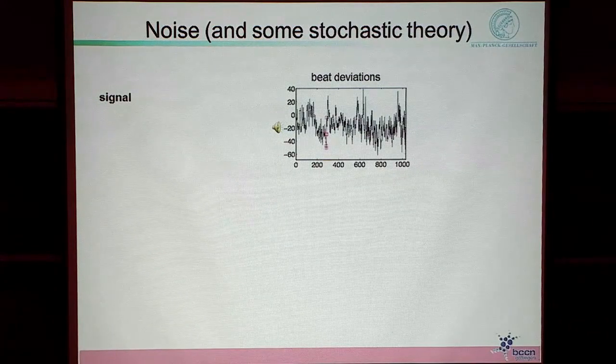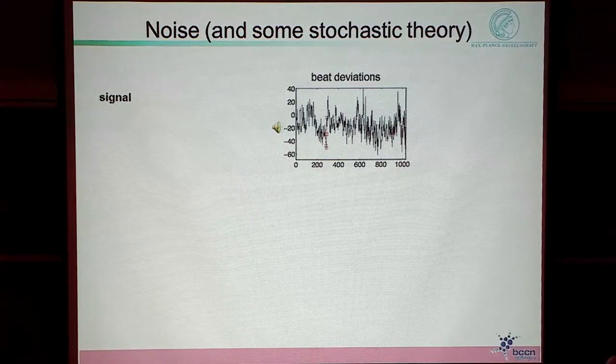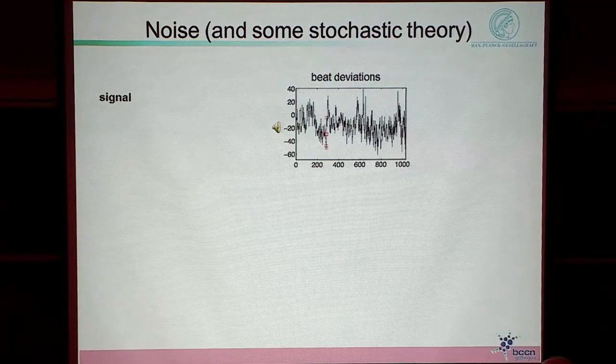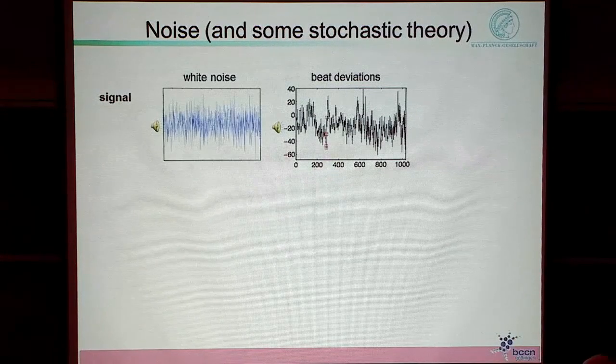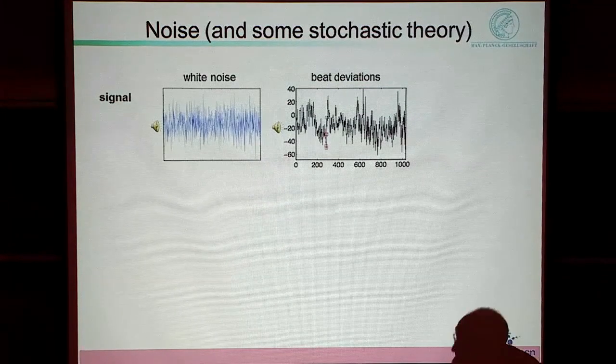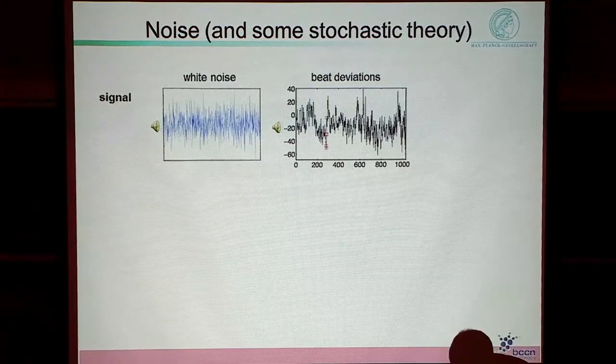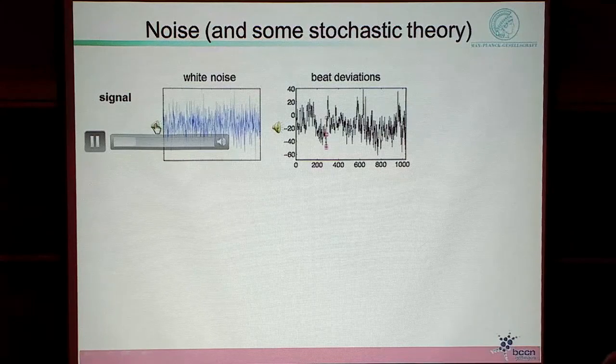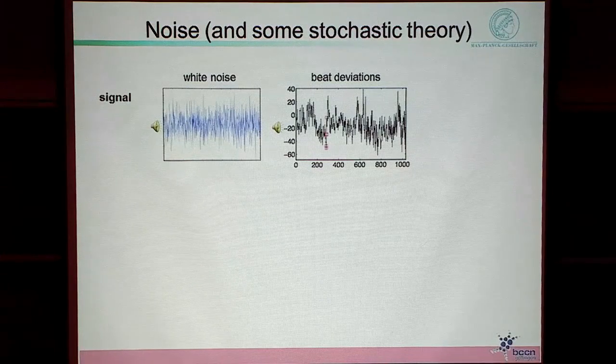I will now explain a little bit of this stochastic theory. There are different kinds of noises. There's, for instance, white noise, which has a signal like this here. Let's listen to that. Okay, our signal had more low frequencies, as you could tell, than the white noise.